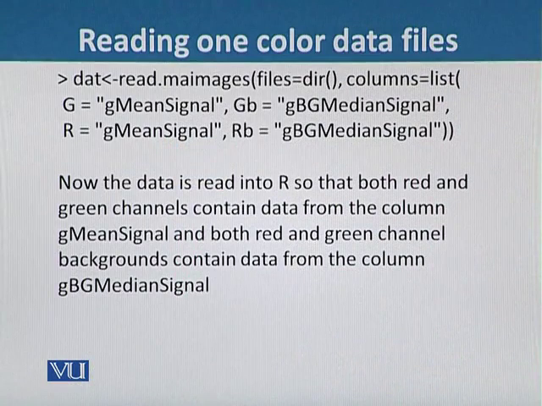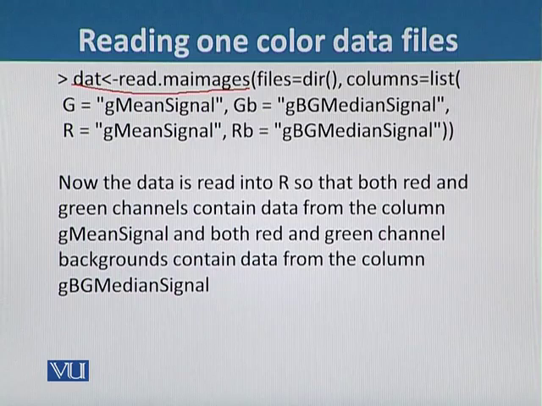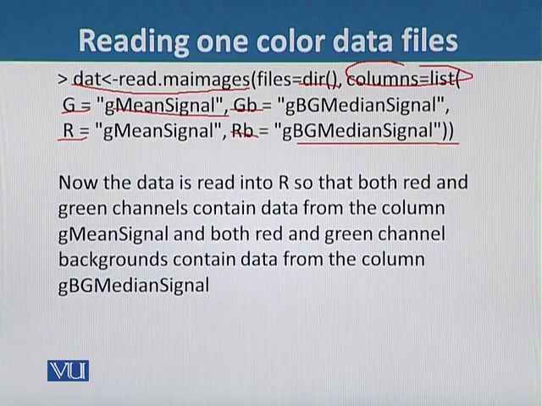To write the program, we have to write read MA images, with the directory that we have seen, in which we analyze the files present in the directory, and then we have to use the arguments, that is the columns. We have already seen that G mean signal is the signal of the spots in green, and GB mean signal is the background of the green. R mean signal is the signal of the spots, and RB mean is the red signal of the background.